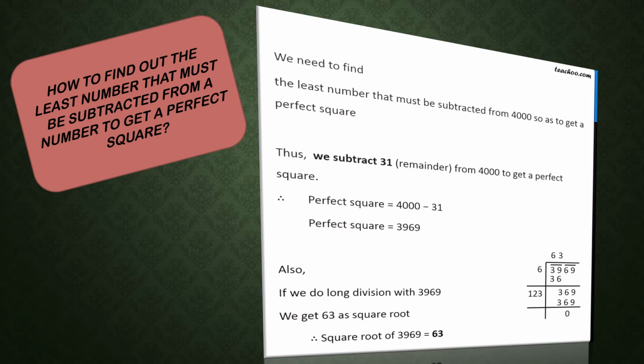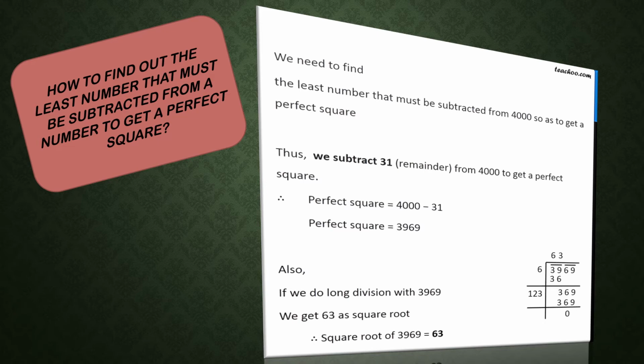So by the divisional method, if you find out the square root of 4000, you will get 31 as the remainder. So we subtract the remainder 31 from 4000 to get a perfect square. That means in this type of sum, first you have to find out the square root, preferably by the divisional method, and whatever remainder comes, this will be one answer.